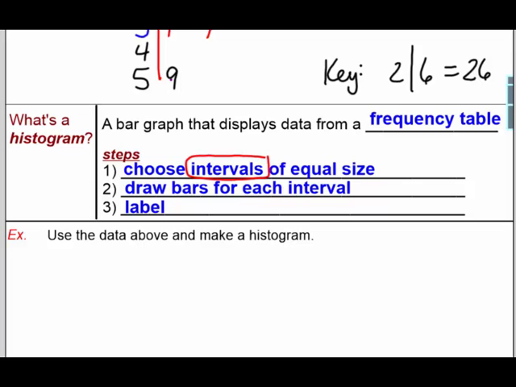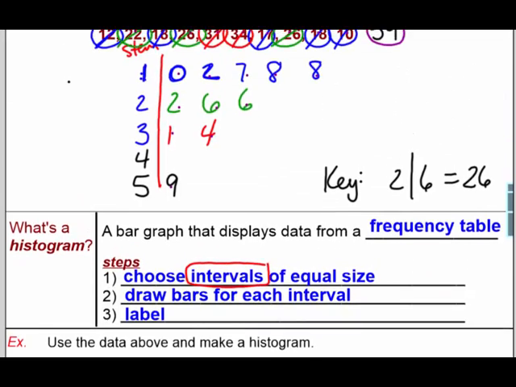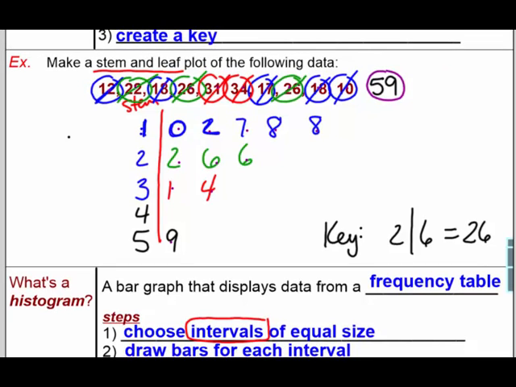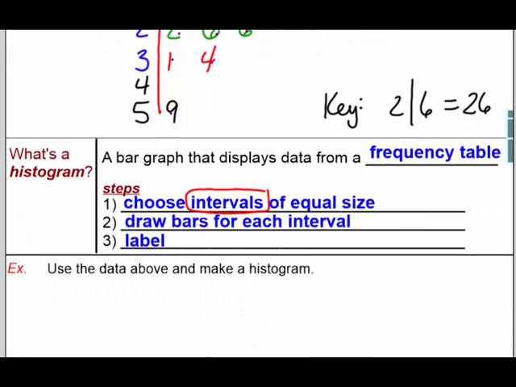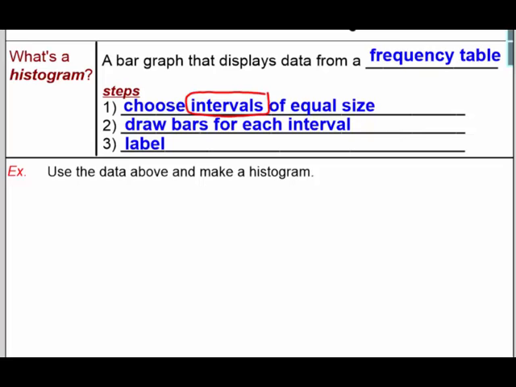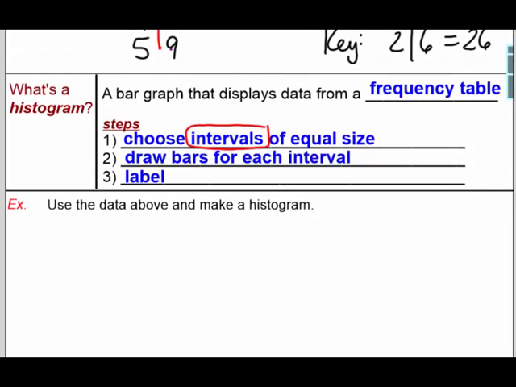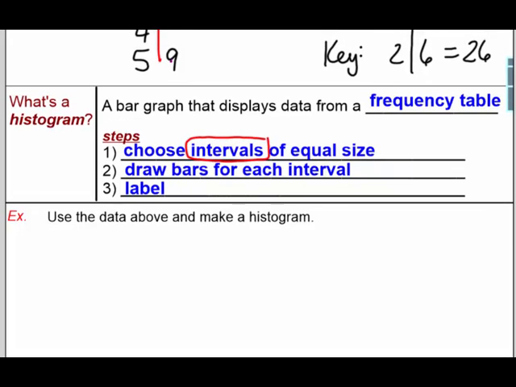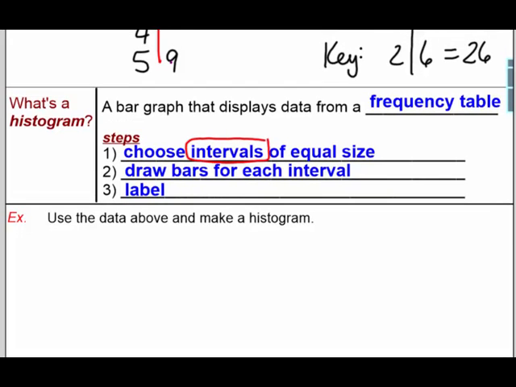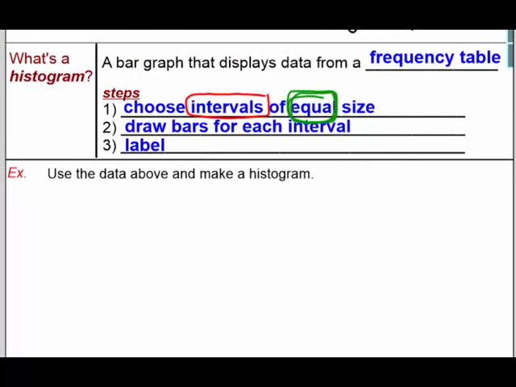Okay, so in the case of our example here, there's no labels on these numbers. These are just plain old boring numbers with no meaning to them. But if they did have meaning to them, we would make sure we label them. But we still have to label our graph anyways. Okay? All right, so keyword here, intervals that are equal size. So we're going to use the data above to make a histogram. And what we're going to do here is we're going to make a frequency table.